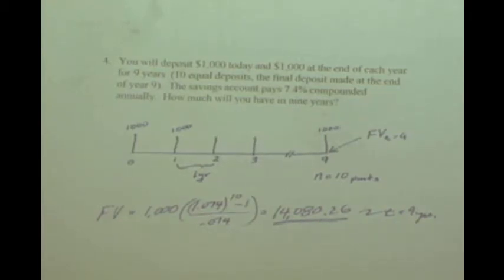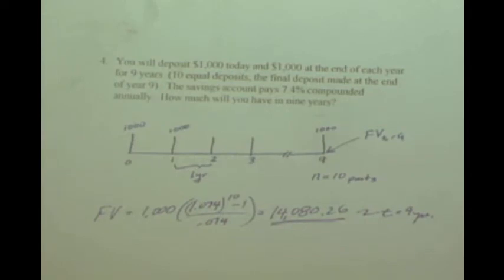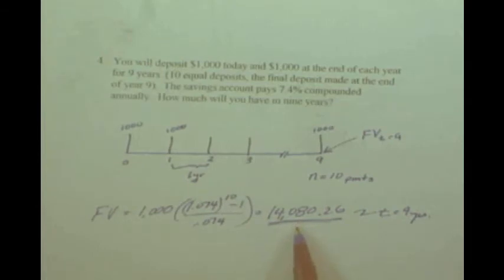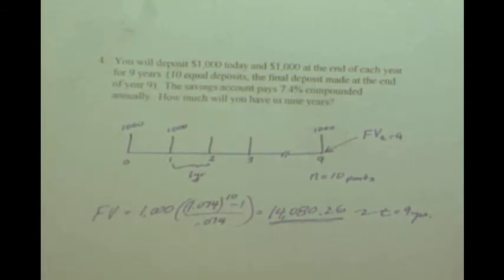Now, if the question had asked, what do you have at the end of 10 years, we'd have had to multiply this by 1.074 to the first and moved it forward a year. But the future value equation always puts you right on top of the last payment.